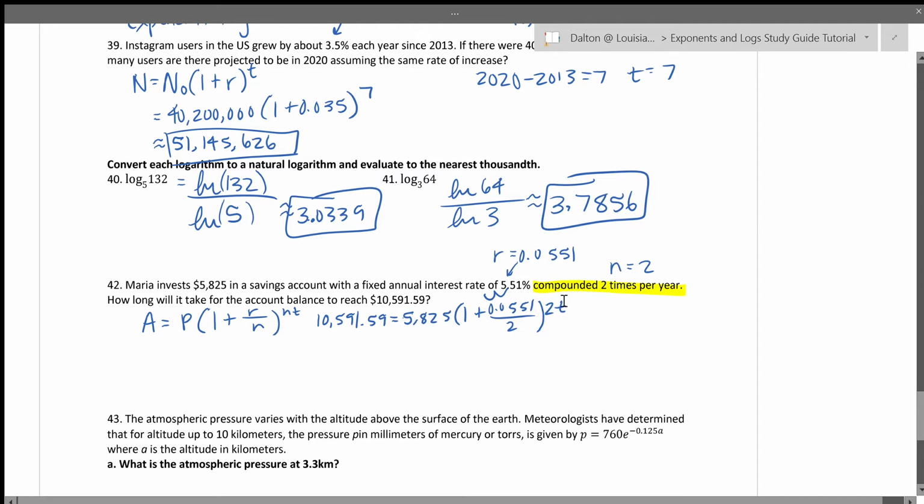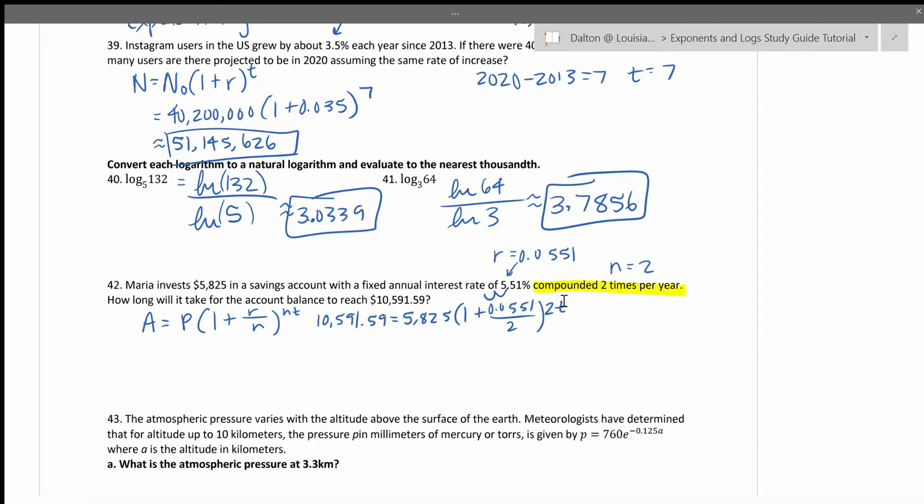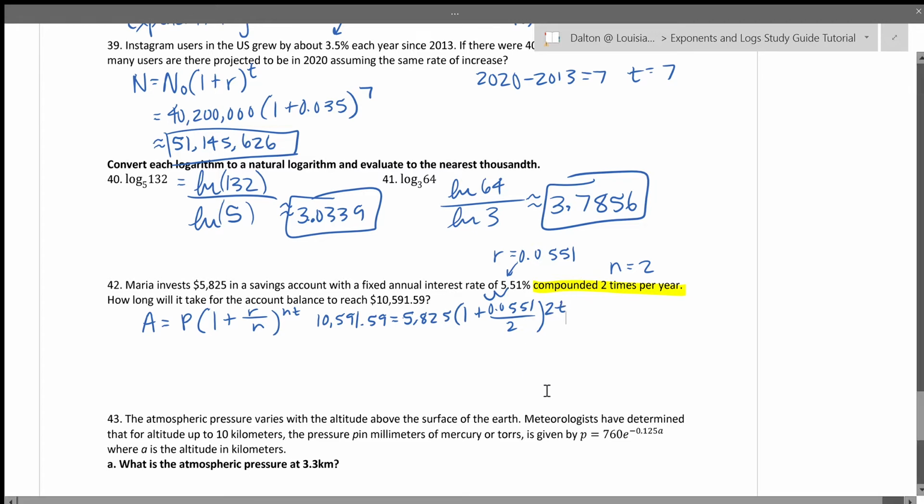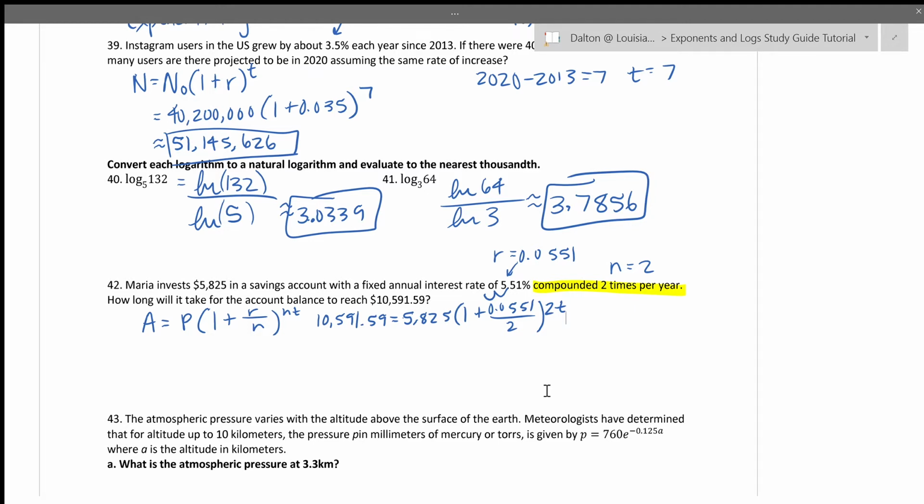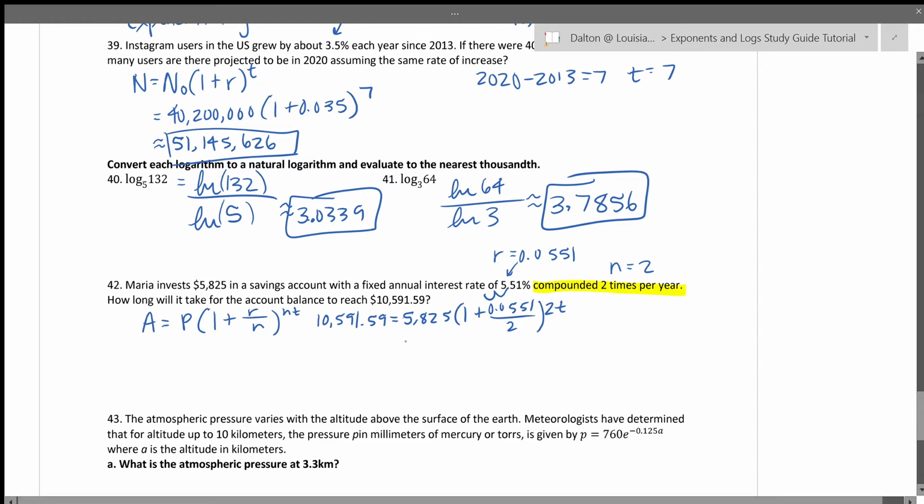When you have an exponential term, you want to go ahead and simplify, and then isolate that term first before taking the log of both sides. So if I do that, you could do a couple of different things, like 0.0551 divided by 2, or you can, it doesn't really matter what you do.